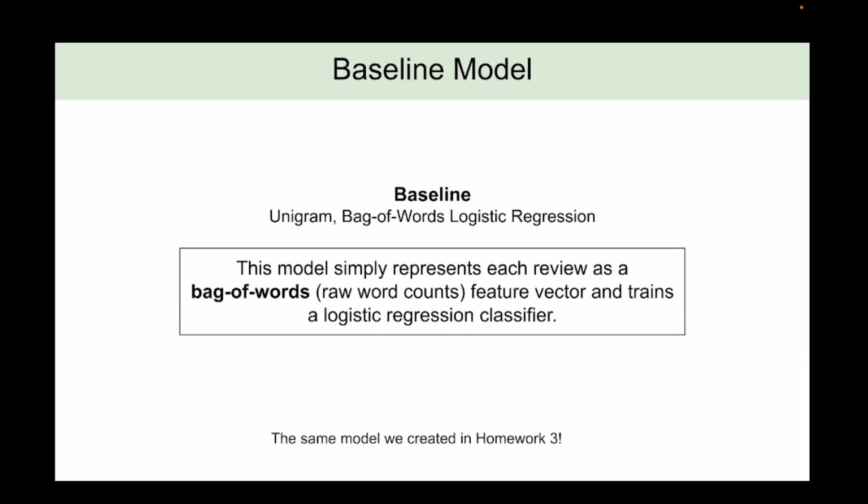This is different from our baseline model for two main reasons. Our baseline model will simply utilize unigrams instead of the three n-grams, and it's also going to be constructing a bag of words feature vector instead of TF-IDFs. It'll train the same logistic regression classifier just with those different features, and this is actually the same model that we created in homework 3.